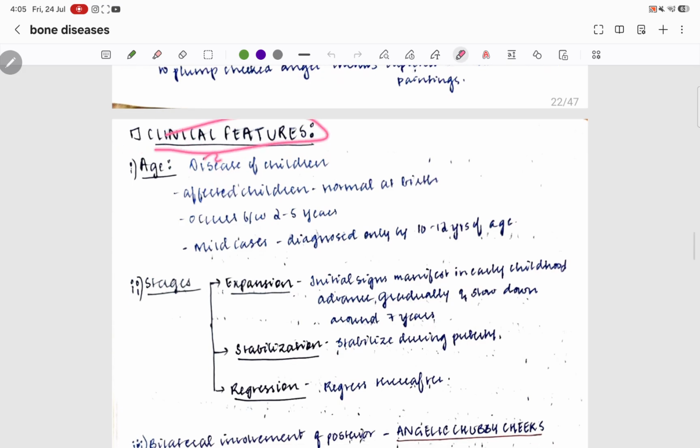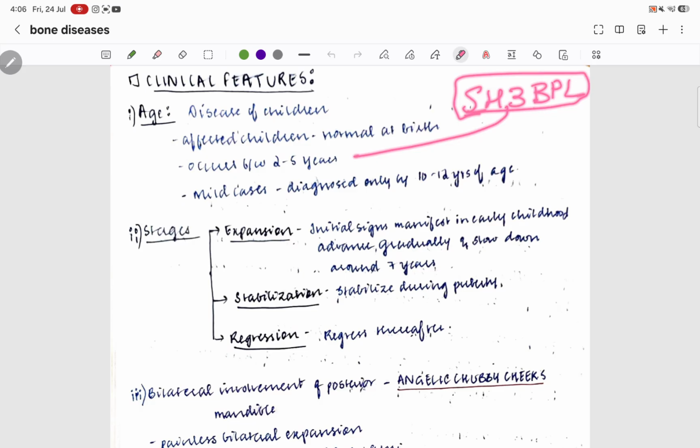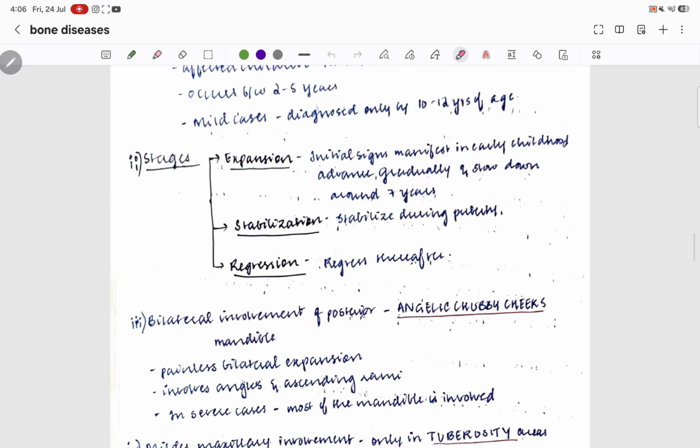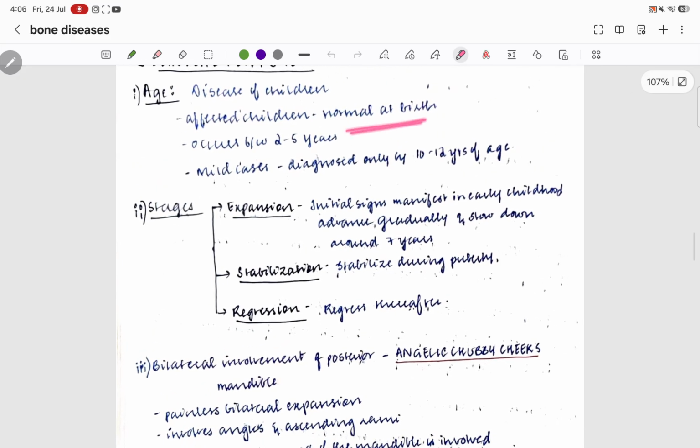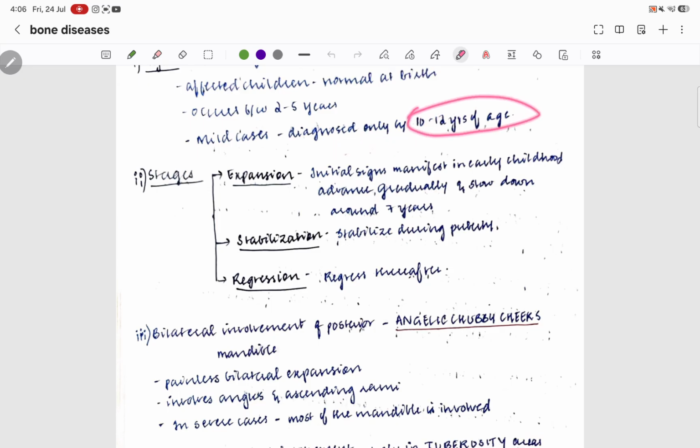Then coming to the clinical features, it is a disease of children, so the age predilection is children. It affects children at birth. Basically they have a gene mutation, the SH3BP2 gene. This gene is mutated, but the symptoms occur at 2 to 5 years. They are normal at birth. Mild cases are diagnosed only between 10 to 12 years of age.